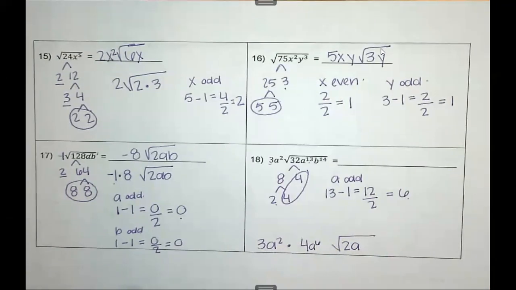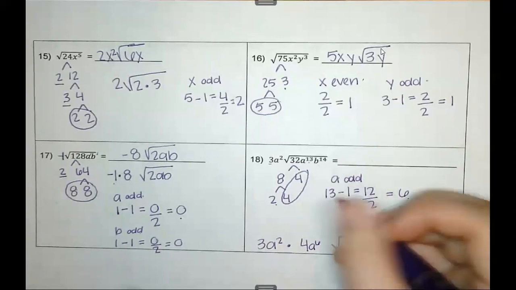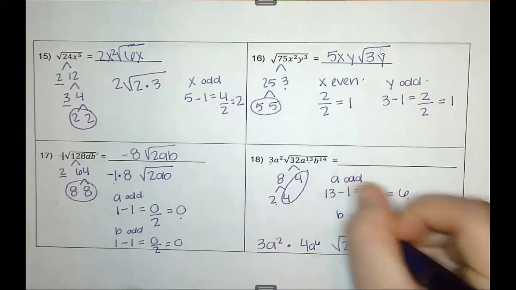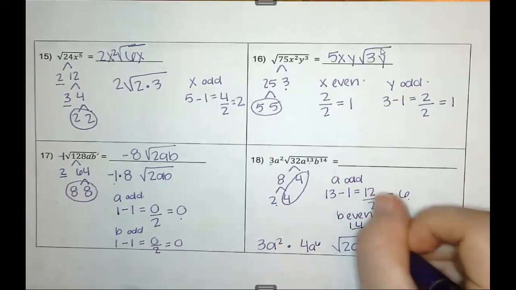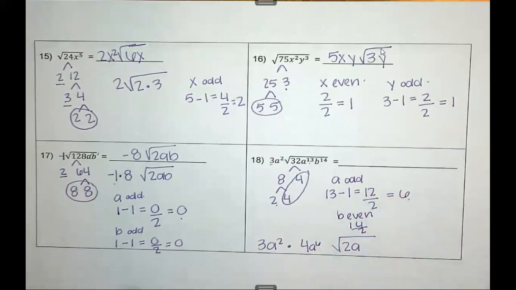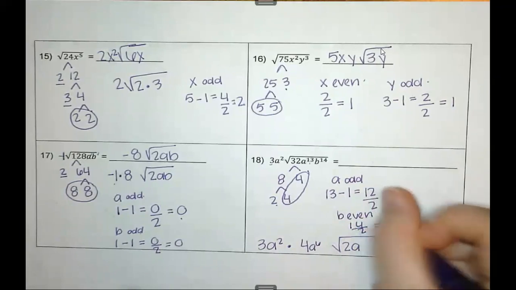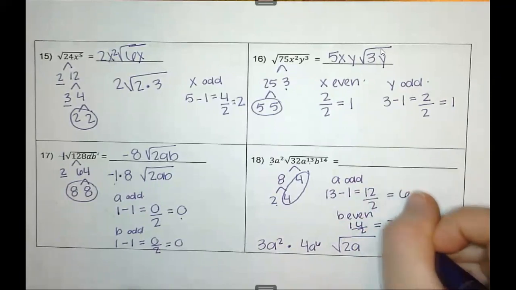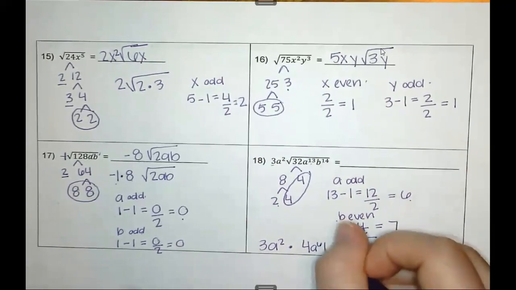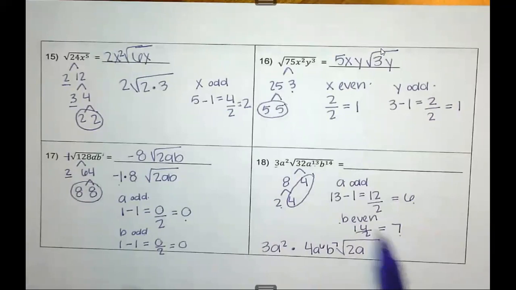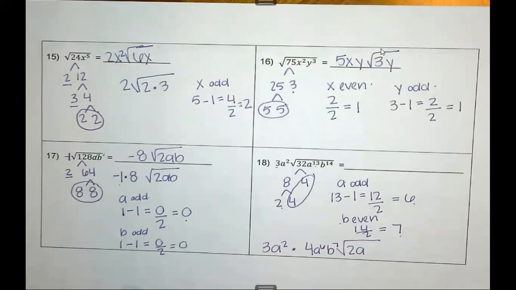All right, then we have to deal with our b value. So our b is even. Our number is 14. So since it's even, all we have to do is divide by 2. 14 divided by 2 is 7. So I get to pull out a b to the 7th. And because it was even, there is nothing left under the square root.